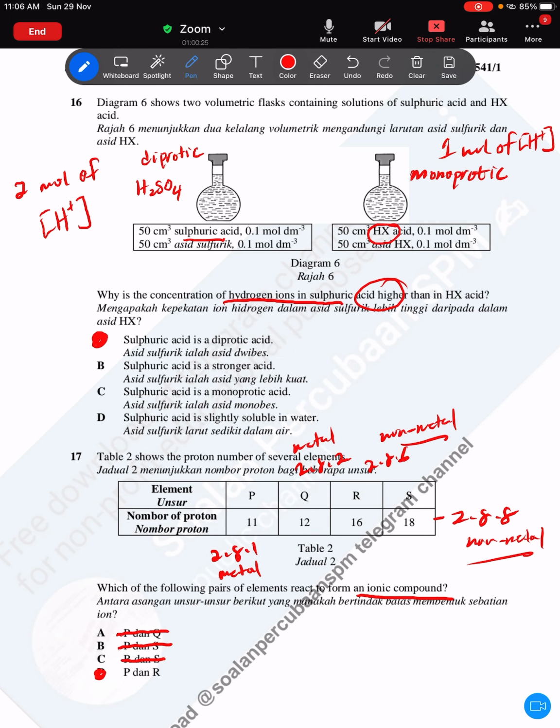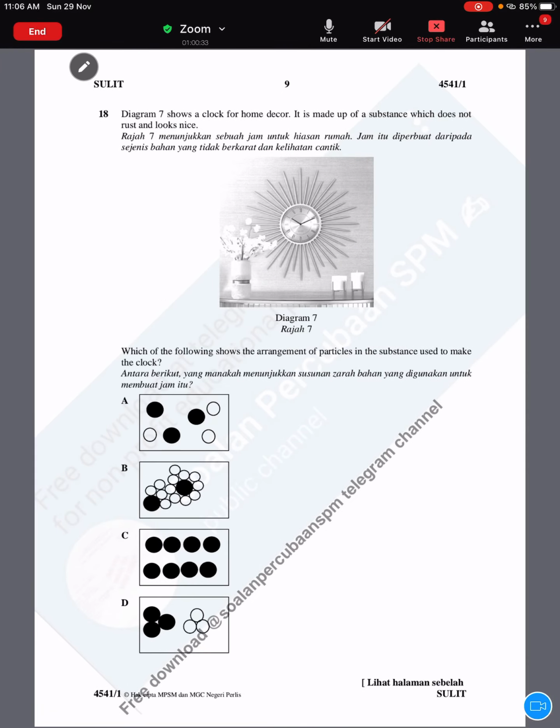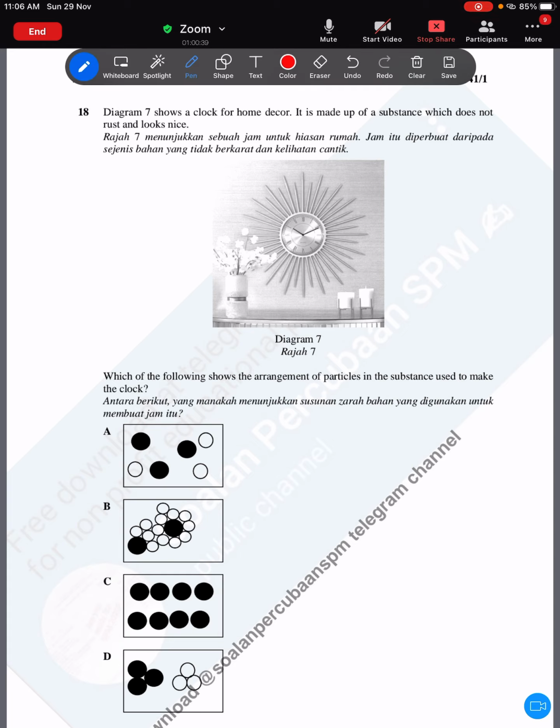The next one. Yeah, we are almost there. Yay, finally, more pictures. Diagram 7 shows a clock. Oh, for home decor. Oh, I always see this clock, like they stick it to the wall.